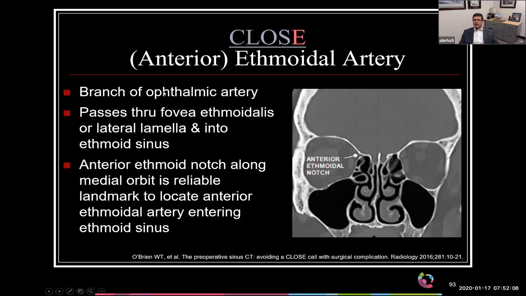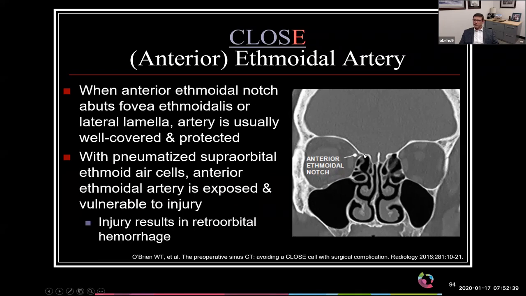So the anterior ethmoidal artery is a branch of the ophthalmic artery, and it passes through the fovea ethmoidalis to enter the ethmoid sinus. And the way you could find its entry site is, you want to look for the ethmoid notch. So here is the anterior ethmoidal notch. It's this little triangular thing, and you'll be able to see it on virtually every single sinus CT or head CT if you do coronal images. Just get in the practice of looking for it. This is where the anterior ethmoidal artery is going to enter the sinus cavity.